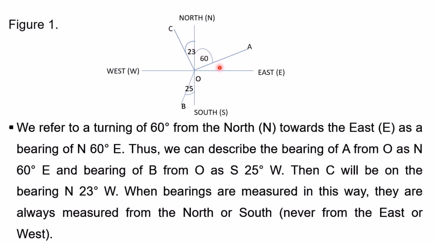Similarly, B from O is going to be stated as south, 25 degrees west. Again, C from O is going to be north, 23 degrees west. So one thing that we have to remember, or keep in mind, is that bearings are always measured from the north or south pole, never from the west or east.